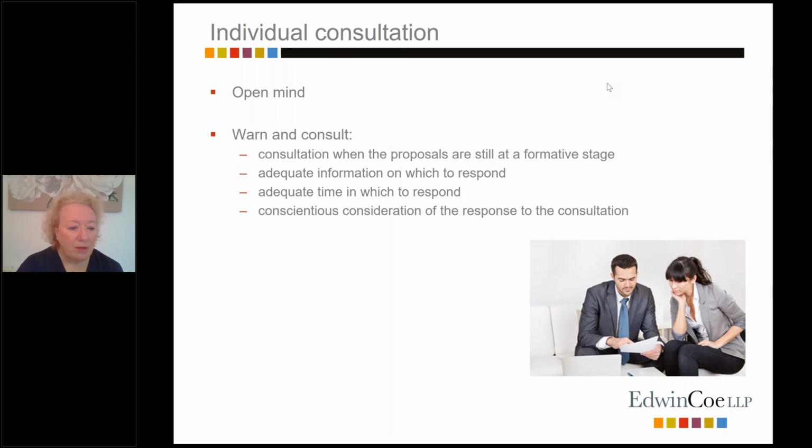So, the last bullet point on that slide is that an employer must give conscientious consideration in responding to the consultation. So you can't just say no, no, no. In practice, this means the employer being able to explain why the employee's suggestions can't be implemented, or to avoid the redundancies, or to do the reorganisation in a different way. Next slide, please, Tanya.